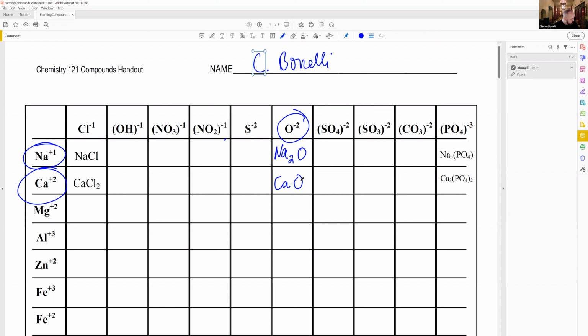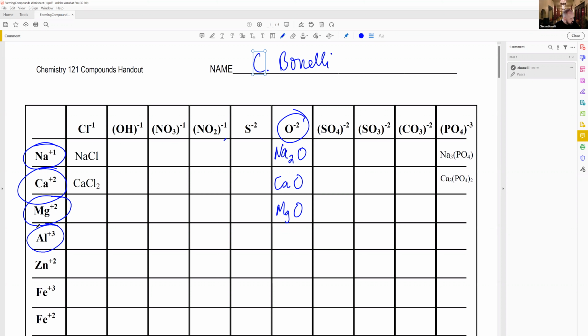Okay. So it would be the same for magnesium, right? Magnesium also has a +2 valence, which means that it's giving up 2 electrons. Oxygen needs 2 electrons. So when you combine magnesium and oxygen, it's MgO.